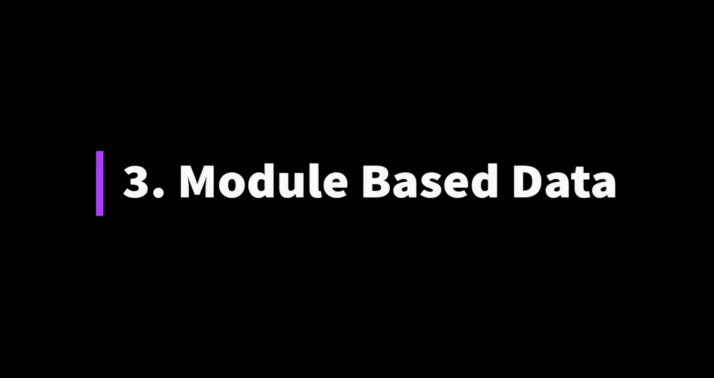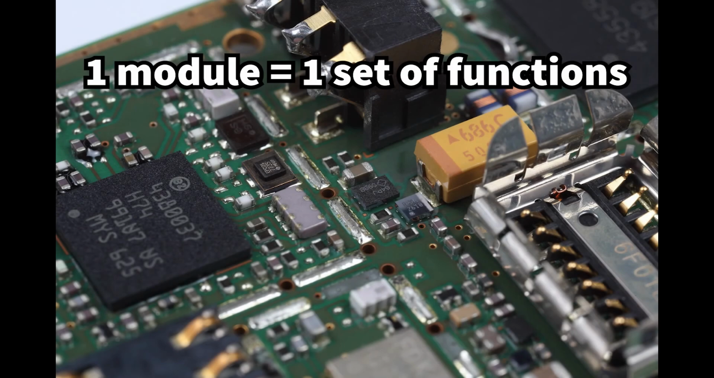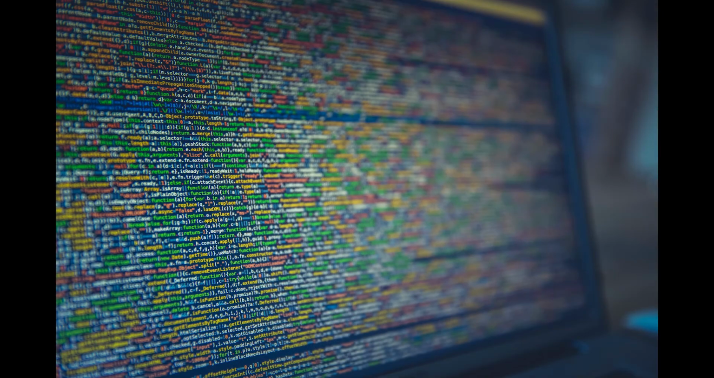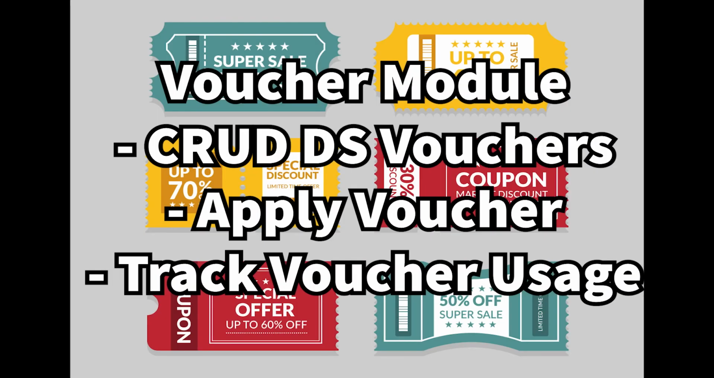Tip number 3. Make it module-based. This is a practice of OOP and separation of concerns. One module is meant to carry out a predefined set of functions which you can look into without it being scattered all over the place in your code. For example, voucher is a standalone module that must have its own CRUD.